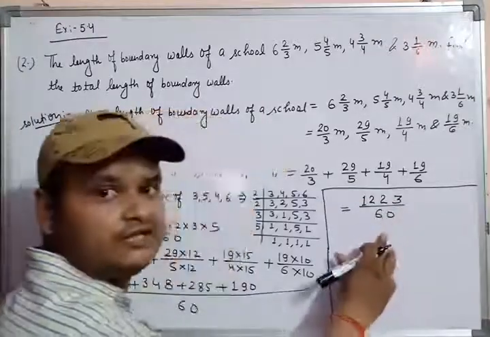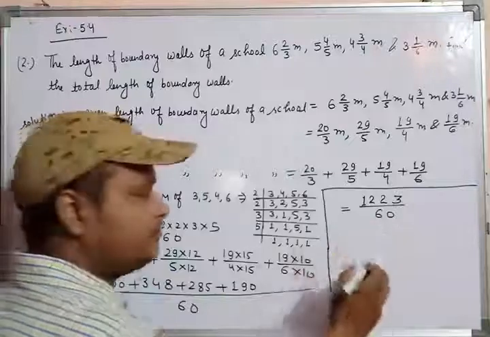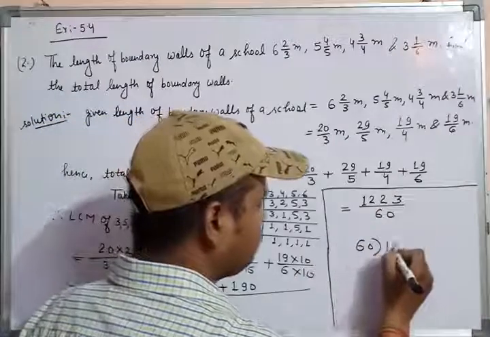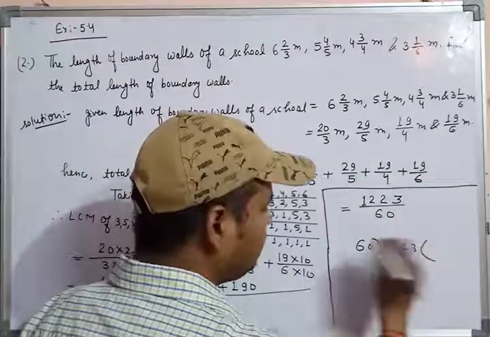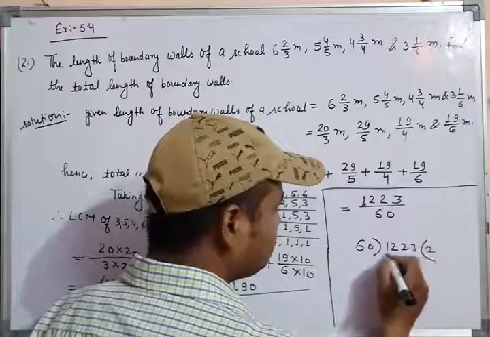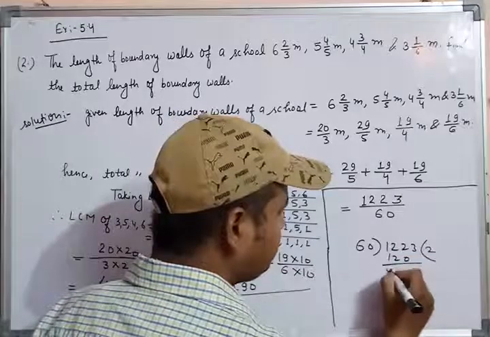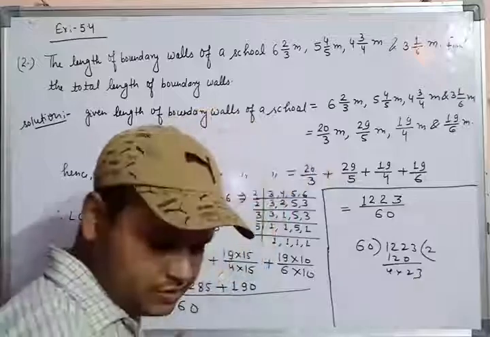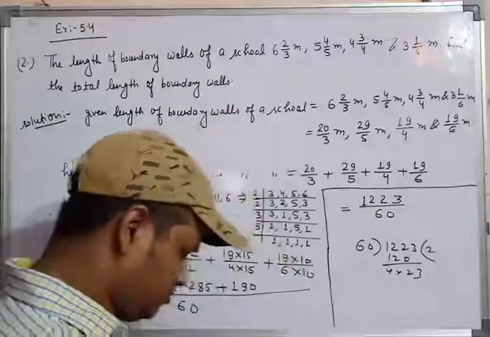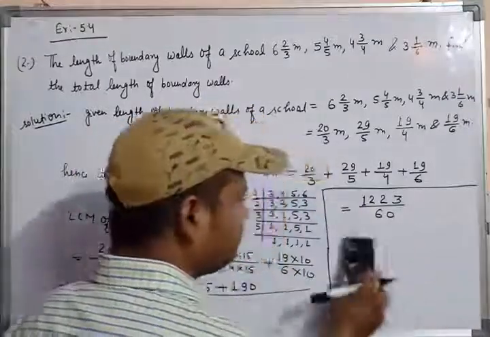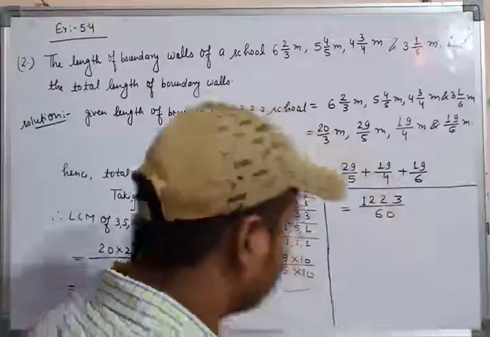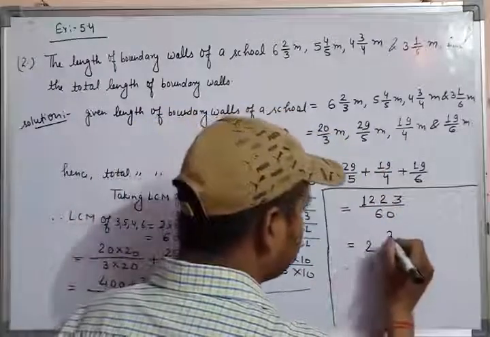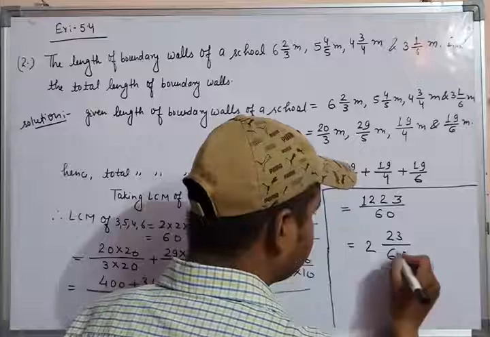So students, this is an improper fraction. So you have to convert it into a mixed fraction, like 6 twenties are 120, 23 is the remainder. So we can write 20 and 23/60.